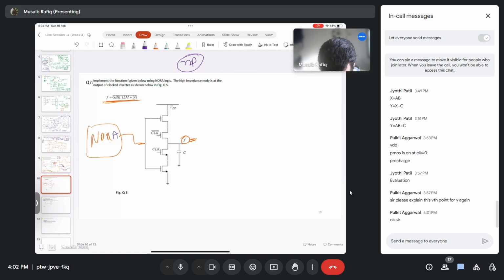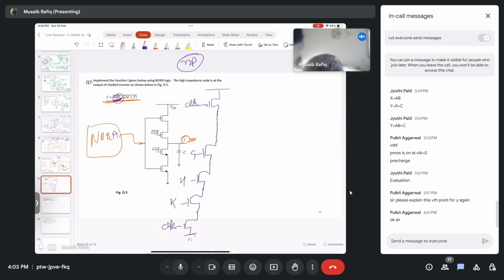So we have to implement this function f using this NORA logic, and f is taken as the output of a clocked inverter, the high impedance node of a clocked inverter. So we will have the first block using NMOS that will implement this. So we'll have clock bar, and then here we'll implement this part G using NMOS, H, K, and then the clock, then ground.